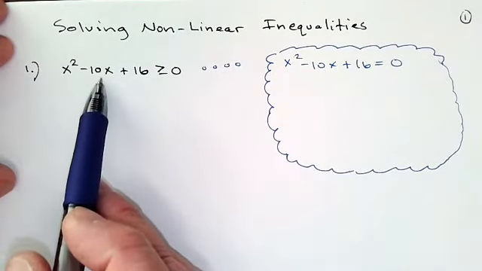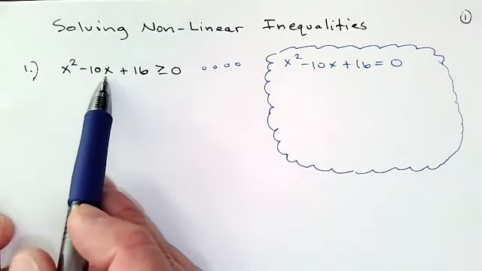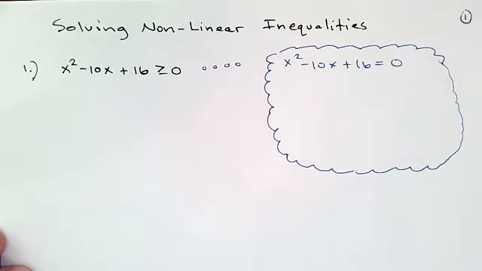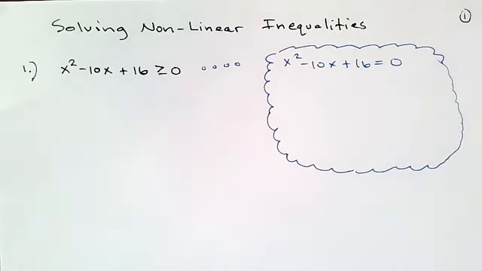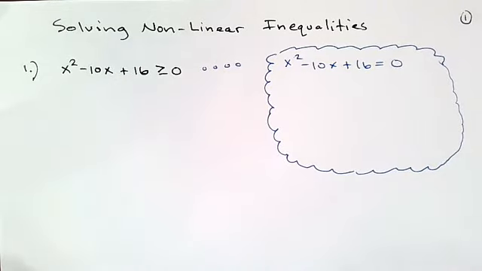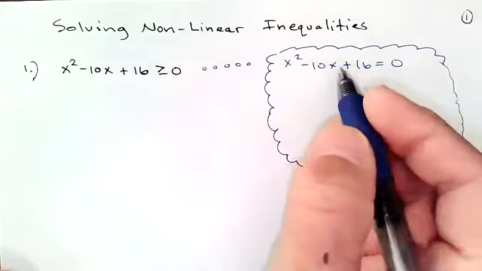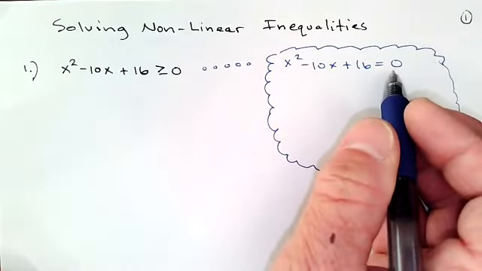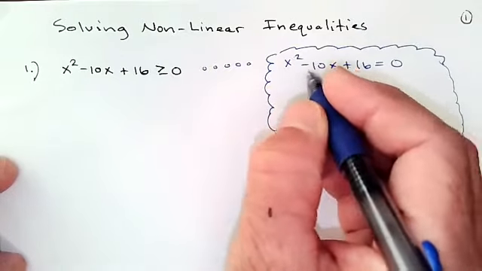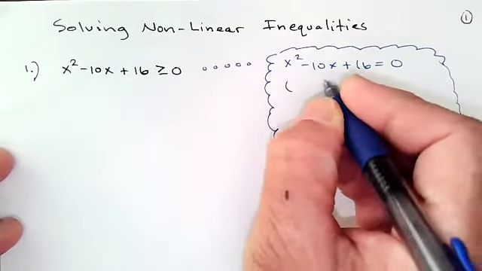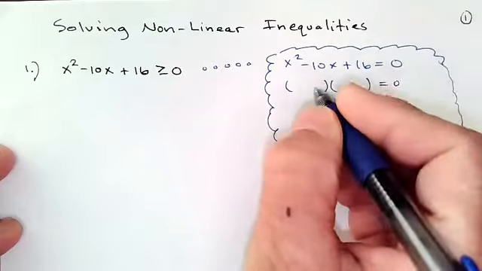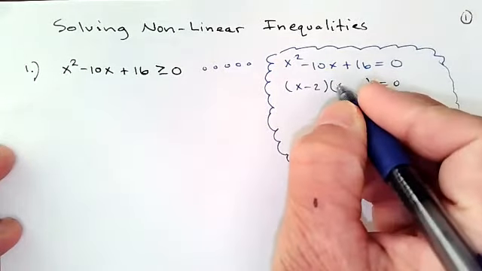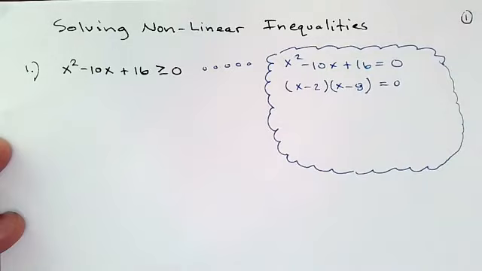But a nonlinear inequality, something like this, x squared minus 10x plus 16 is greater than or equal to 0. These can be tricky. These are one of the most missed types of questions in algebra. And I understand why. If you think of an equation, the equivalent equation would be x squared minus 10x plus 16 equals 0. How would we solve that? Well, looks like we could factor this. This factors into x minus 2 times x minus 8 equals 0.